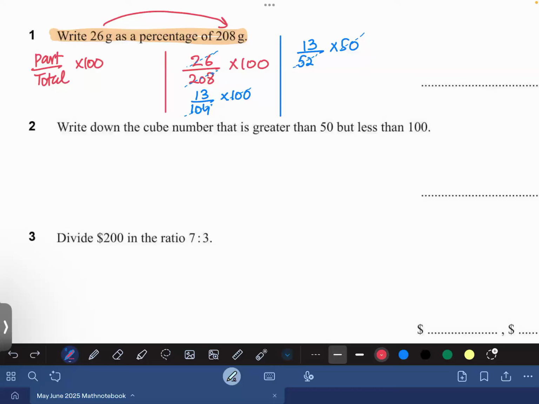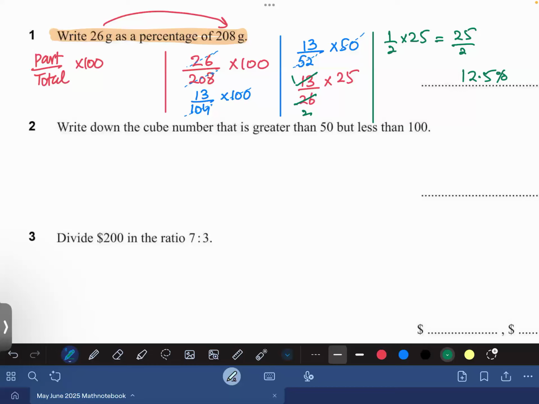So it would be 13 over 52 times 50. Half of 52 is 26 and half of 50 is 25. Now, beta, you know that 13 and 26 are multiples, so I can cancel using table 13 and 26. 13 ones are 13 and 13 twos are 26. So it is 1 over 2 multiplied by 25, and 25 divided by 2 is 12.5.